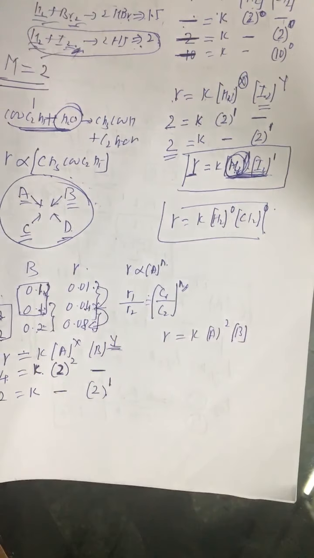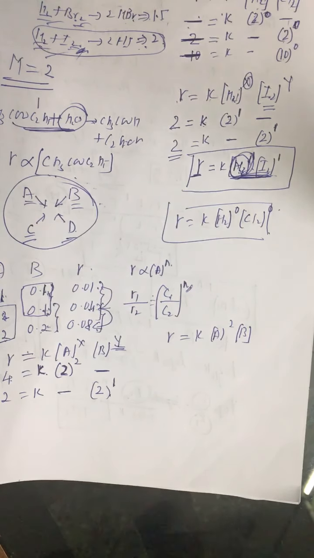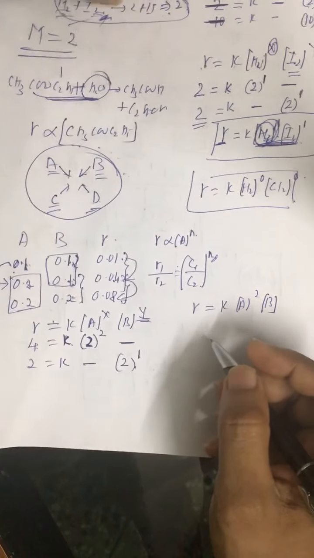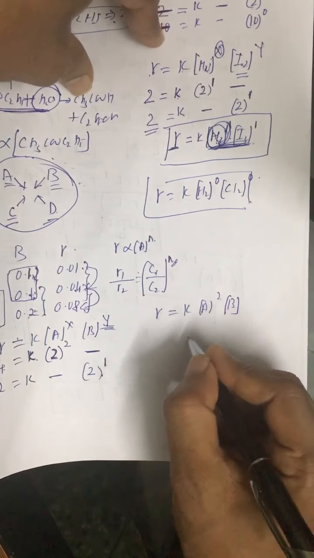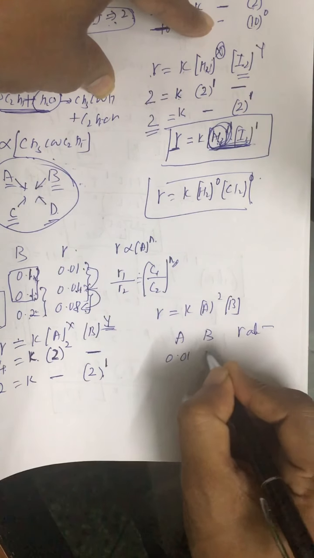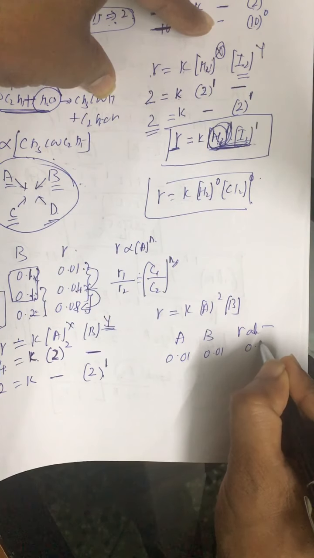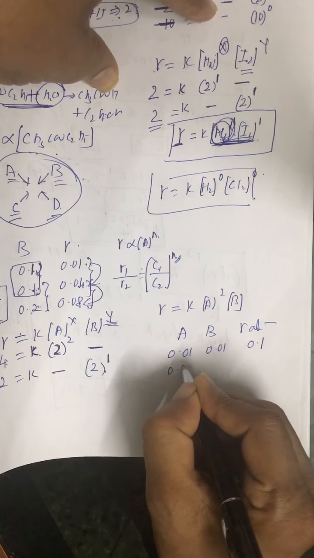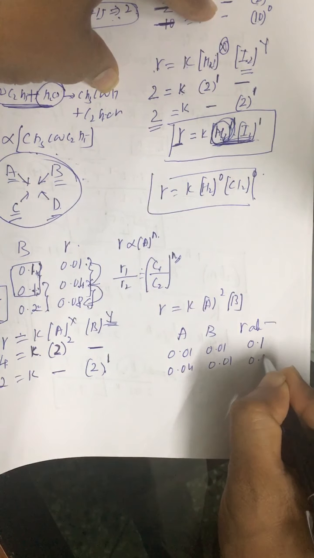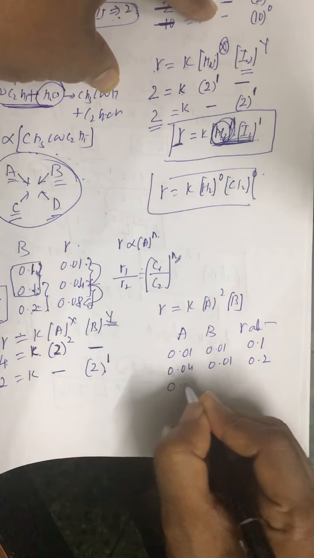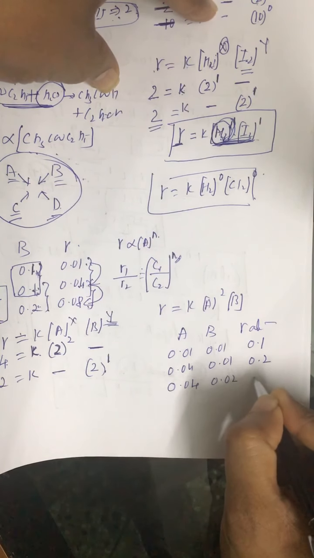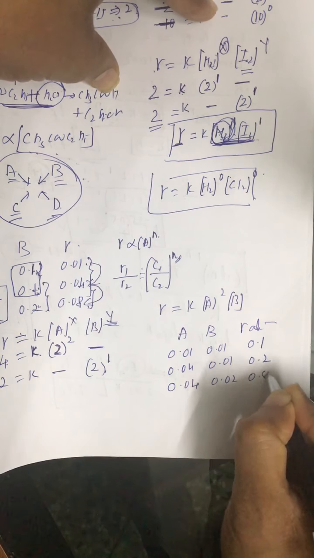This is how the order of reaction is determined by concentration method, or you can say this is Ostwald isolation method. Look at one more case, A, B and rate. This is 0.01, 0.01 and this is 0.1 suppose. 0.04, this is 0.01, this is 0.2, then 0.04, 0.02 and 0.8.